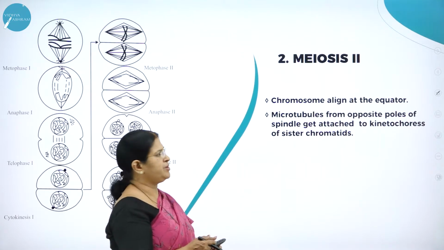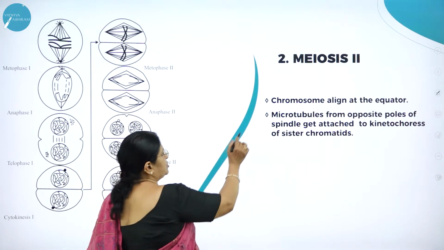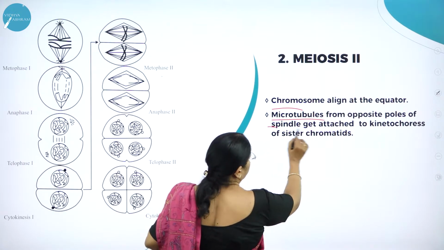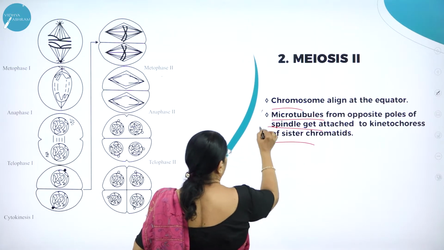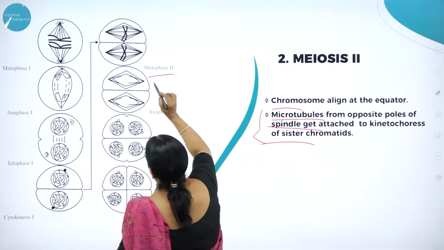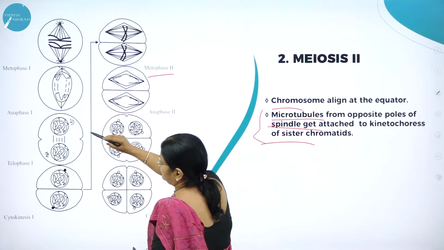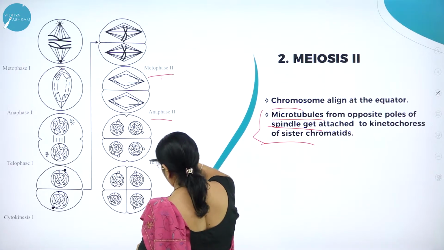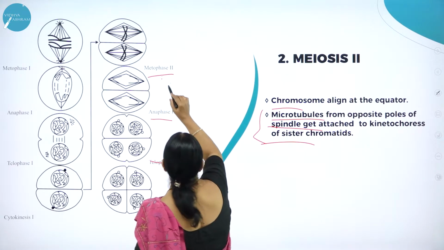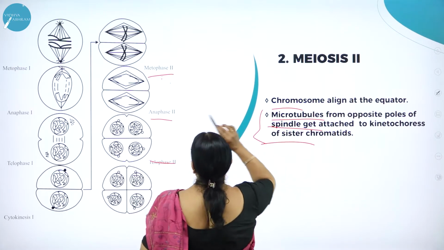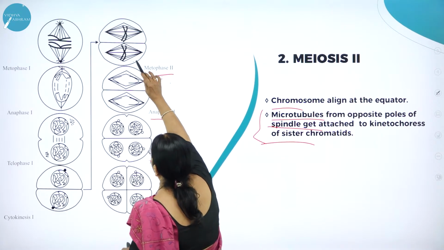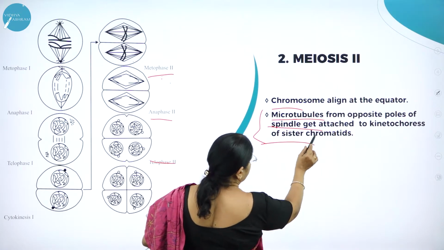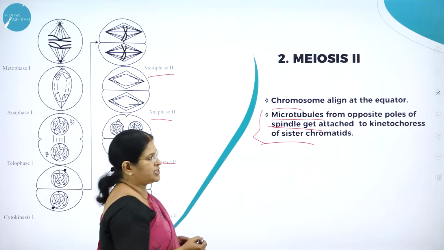Then moving on to meiosis 2. Metaphase 2: chromosomes align at the equator. Microtubules from opposite poles of the spindle get attached to the kinetochores of sister chromatids. Here you can see the earlier stages, metaphase 1, anaphase 1, telophase 1. Here you can see chromosomes align at the equator, and microtubules from opposite poles of the spindle attach to the kinetochores of sister chromatids.